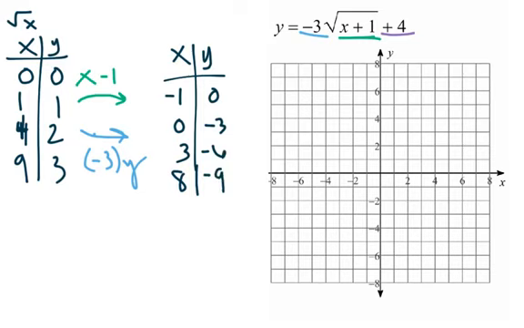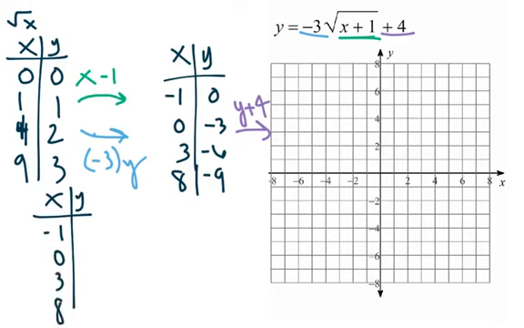Then, last but not least, we've got a plus 4 on the outside of the function. So that means it's happening to the y's. And so we do as it says. So we're going to add 4 to all our y values. That means our x's stay the same. They're still -1, 0, 3, and 8. And my y's are going to go up 4.